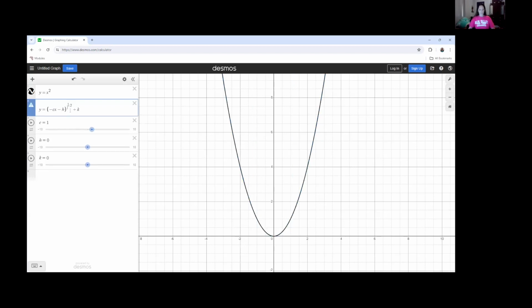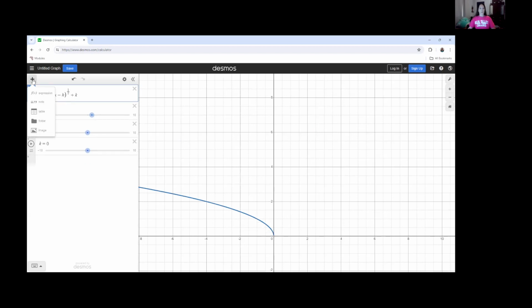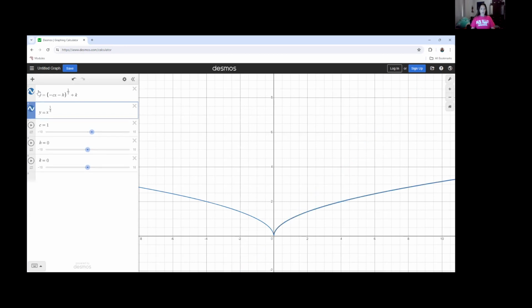Let's take a look at a different function. I have a parent function of y equals the square root of x. My standard function is in black. Square root goes off into the positive, and when I put a negative on the inside, it reflected the other way.